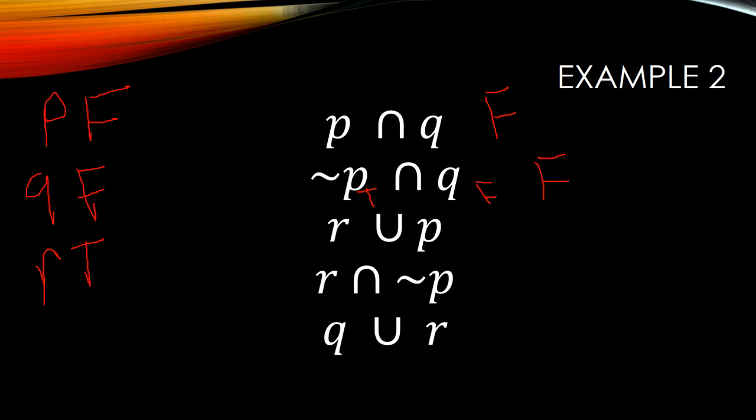R or P. Well, in this case, R is true, so R or P is true. R and not P. R is true, and not P is true. So this statement is true. Q or R. Well, Q is false, but it's or R, which is true. So the statement is true. Let me give you a little bit of time to jot that down.